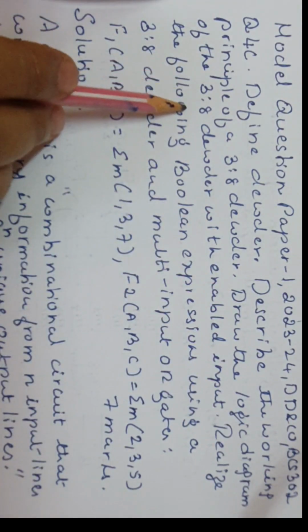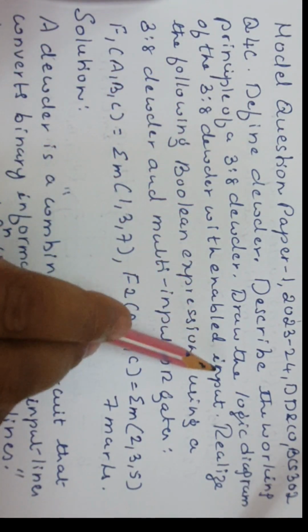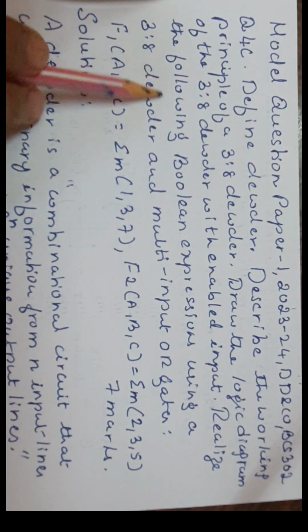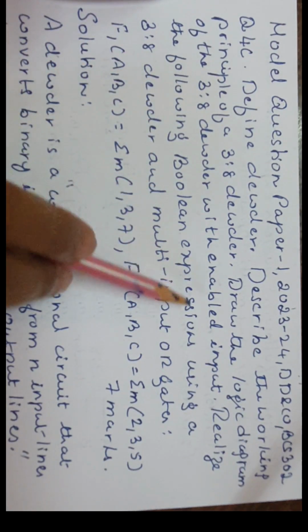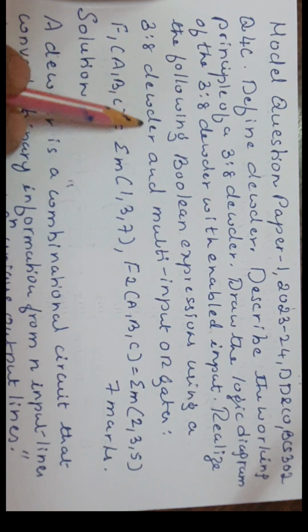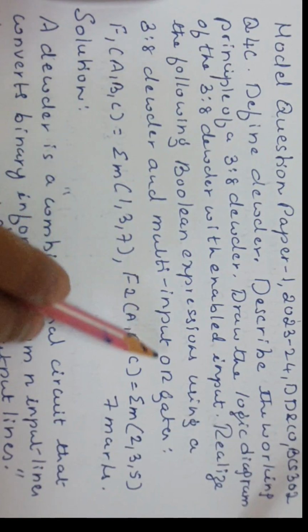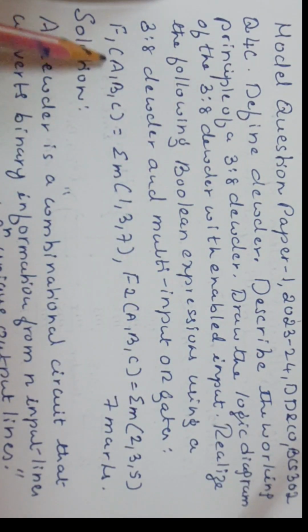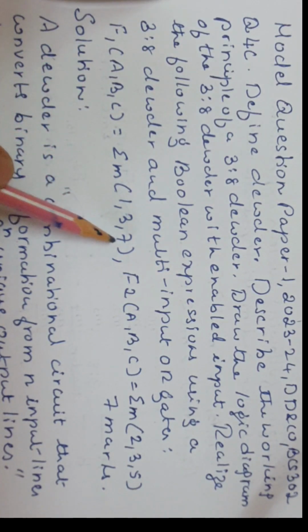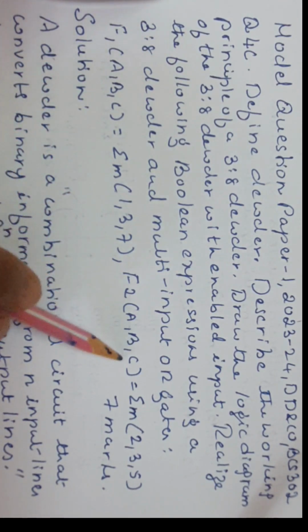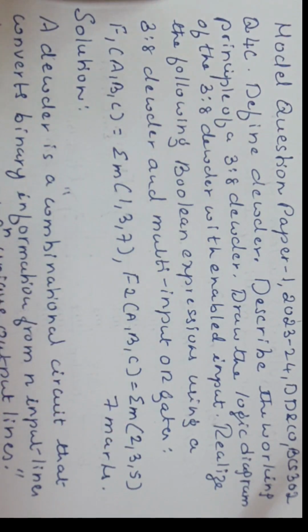Draw the logic diagram of 3:8 decoder with enable input. Realize the following Boolean expressions using a 3:8 decoder and multi-input OR gates. F1(A,B,C) = Σm(1,3,7), F2(A,B,C) = Σm(2,3,5).